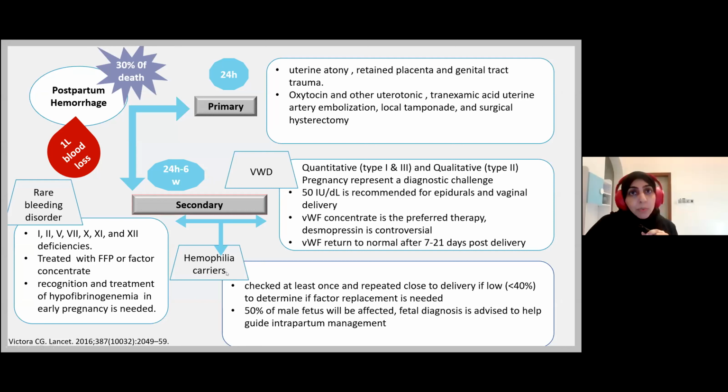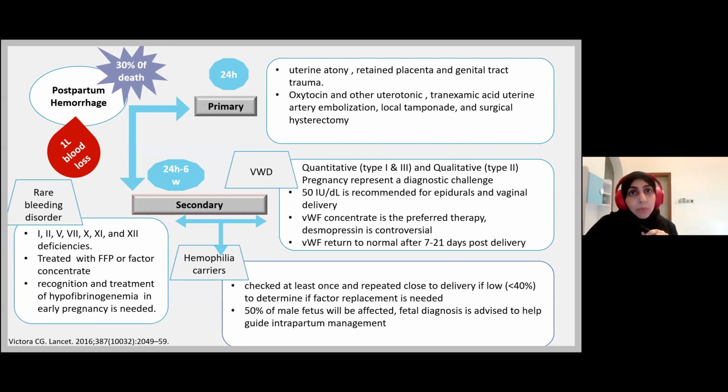In hemophilia, you know that it is X-linked. It's either a deficiency of factor 8, hemophilia A, or factor 9, hemophilia B, and the females are usually carriers. Because of the wide range of factor levels in the carrier state, it's preferred to check at least once and repeat close to delivery to check the factor activity. If it's less than 40, then consider replacement with factor.